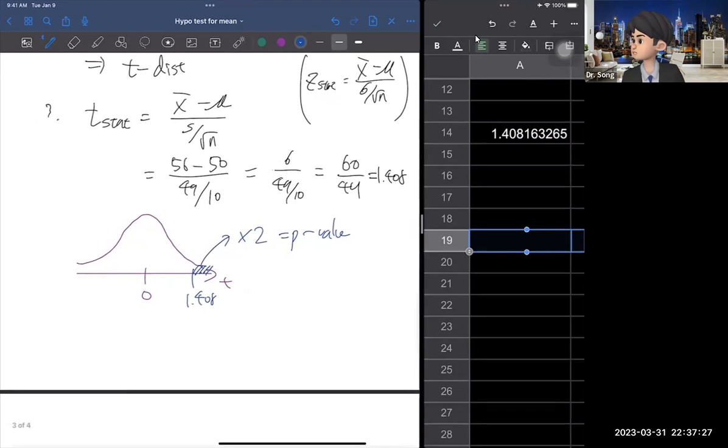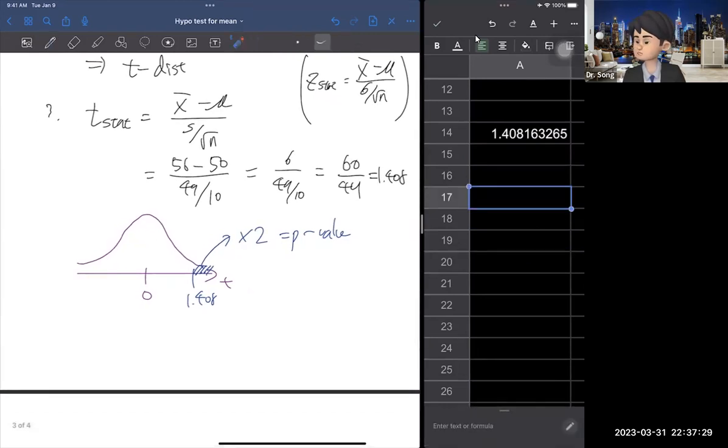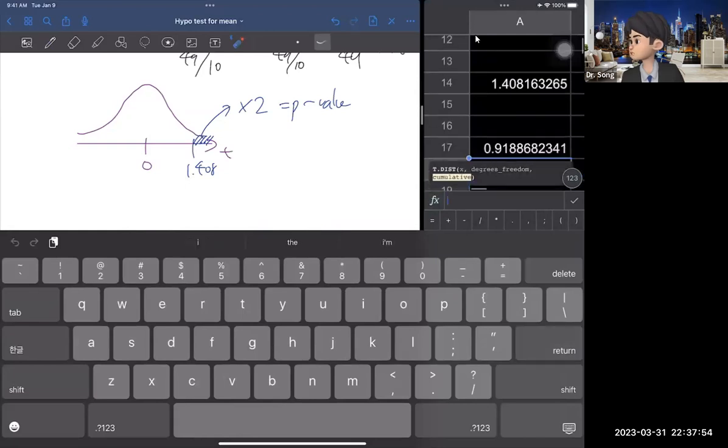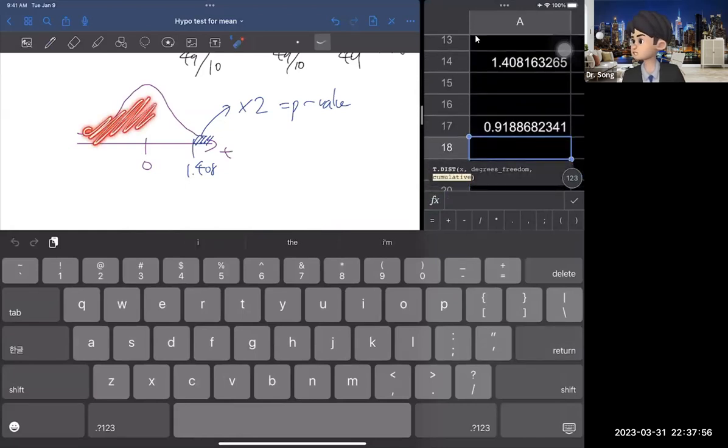Okay, so let me show you the step-by-step. So what I'm going to do is, as usual, Excel calculates from the left to the right. So I put the T.DIST, and then 1.408, and then the degrees of freedom is the sample size minus 1. In this case, 100 minus 1 is 99. And then TRUE means from negative infinity to 1.408. So then we can find this shaded area that turns out to be 0.9188 something, right?